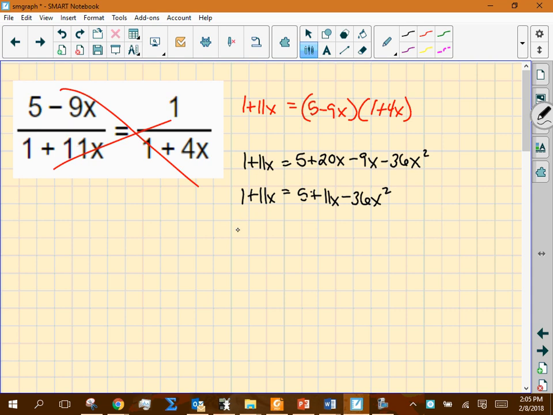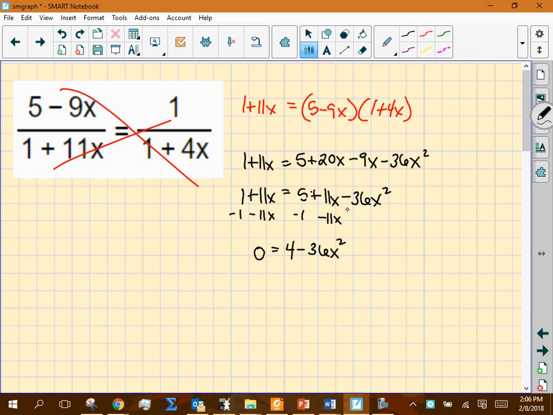So I got this 1 plus 11x over here. This one's going to be a little bit easier than some of the other ones. So we'll maybe see another example here in a minute of this. Subtract 11x, what happens? The x's go away. Subtract 1. So I get 0 over here, and now this is equal to 4 minus 36x squared, right?